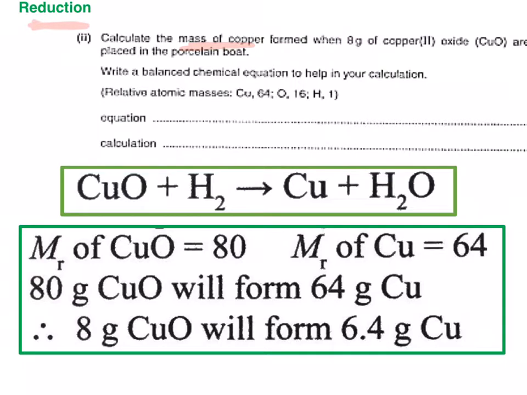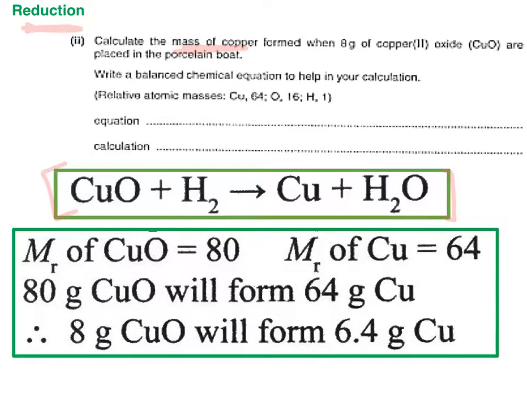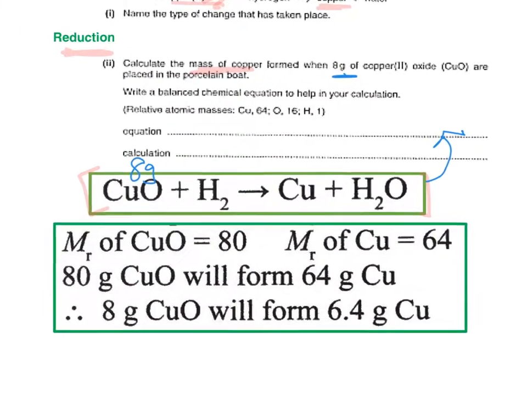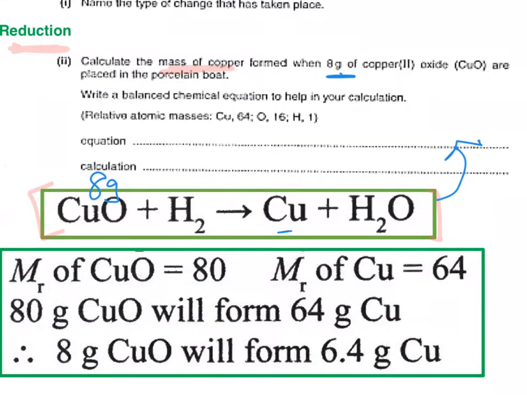So I've enlarged the equation here for you. Let's take a look. The question says 8 grams of copper oxide. So you have 8 grams of this. You're given the mass. The first part asks for the equation. And then what did they want? They want us to find the mass of the copper formed over here.